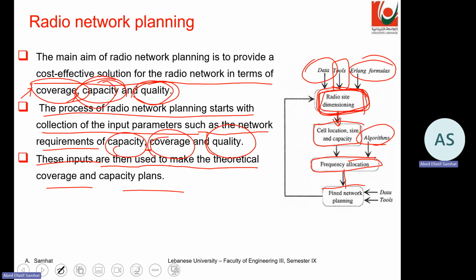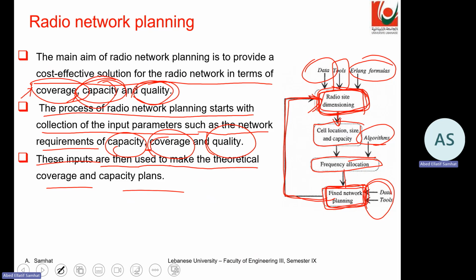And we should have the fixed network planning, and we should run the system to see if it's okay in terms of coverage, capacity, and quality. This is done using a specific tool like a simulator, or a tool like TEMS or like NetAct Planner from Nokia or whatever. If it's okay, it's fine. If not, we should try to update. This is a continuous process in radio network planning.